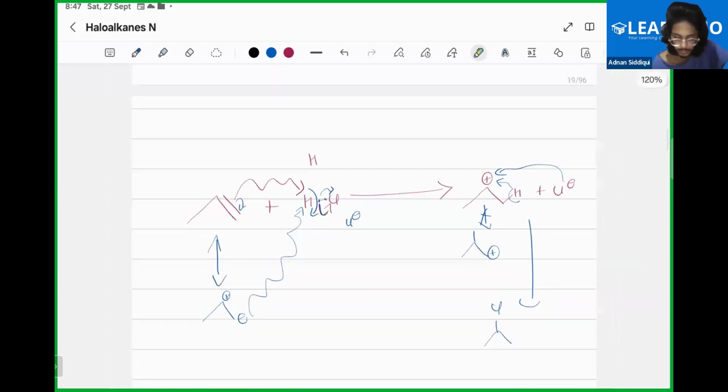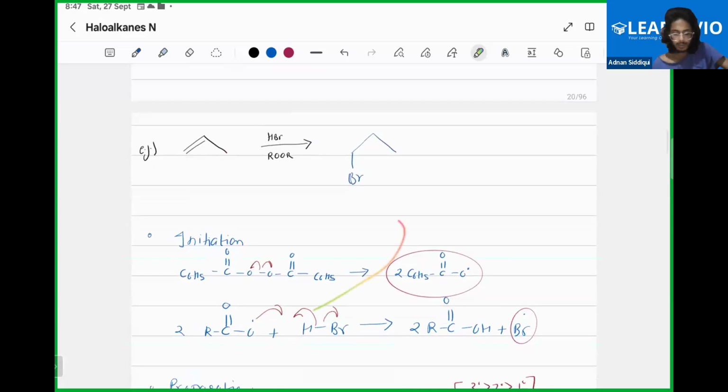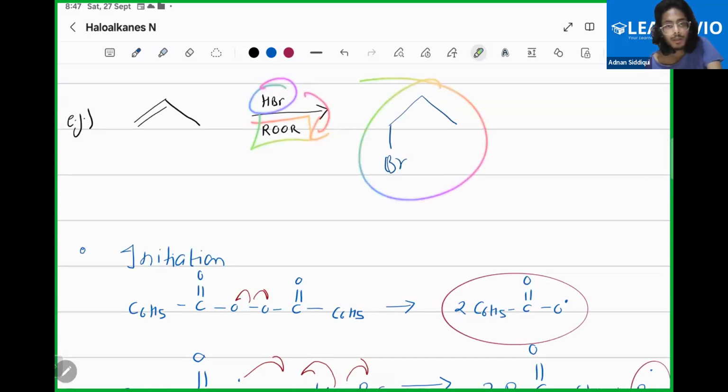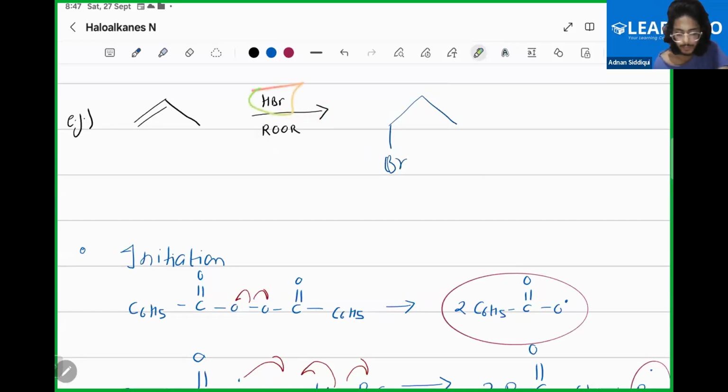Luckily, you don't have to do the free radical mechanism. There is not a single chance that they are going to give you this. What you can understand simply is that whenever you have HBr with peroxide, you will create what? Anti-Markovnikov product. That's it. HBr with peroxide creates the anti-Markovnikov product. You don't have to go into the mechanism for this one.